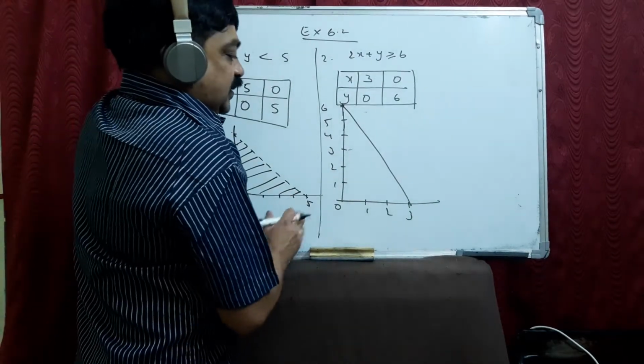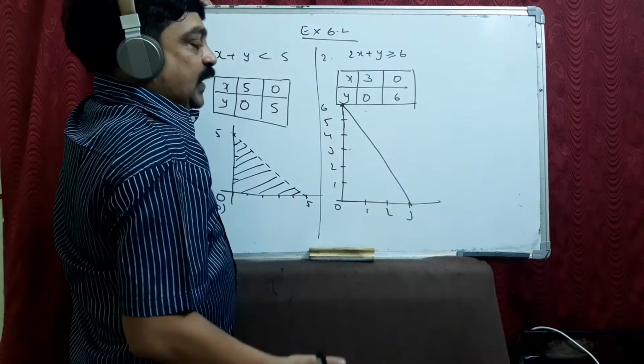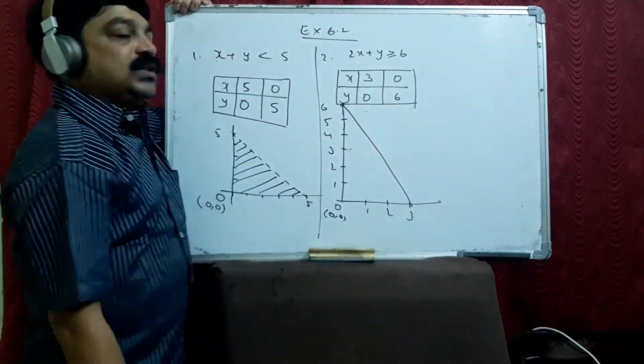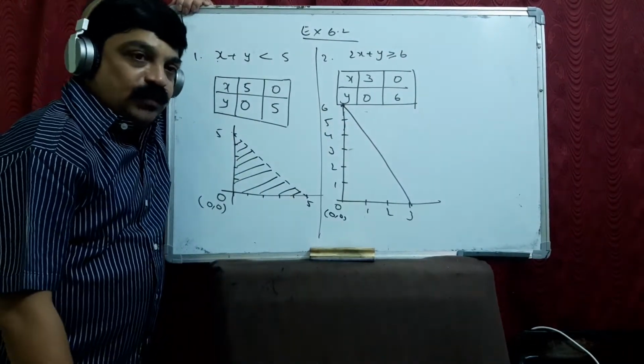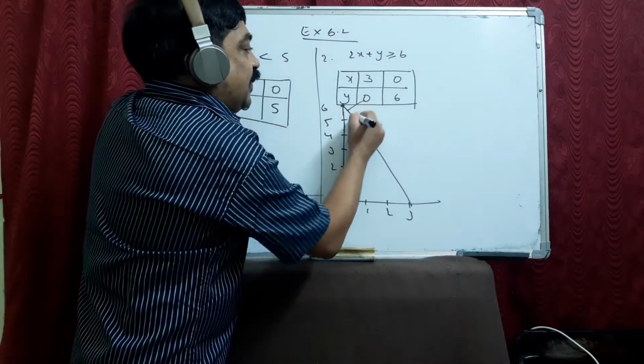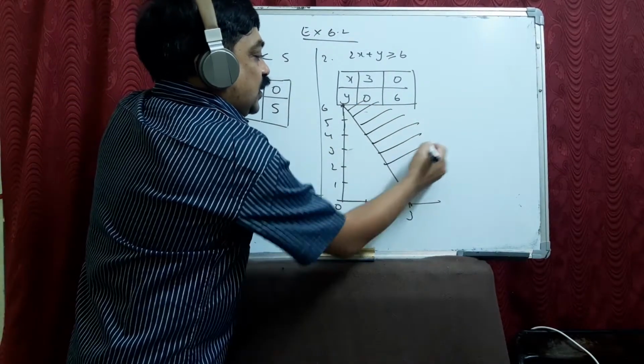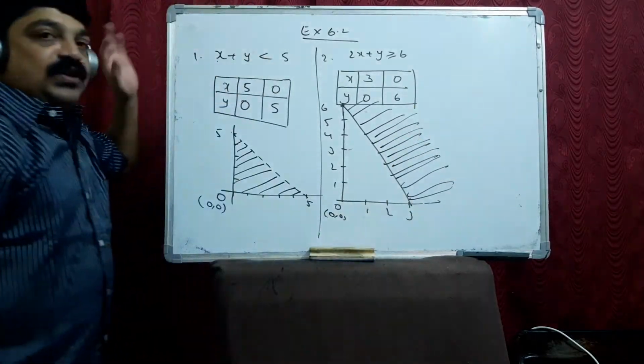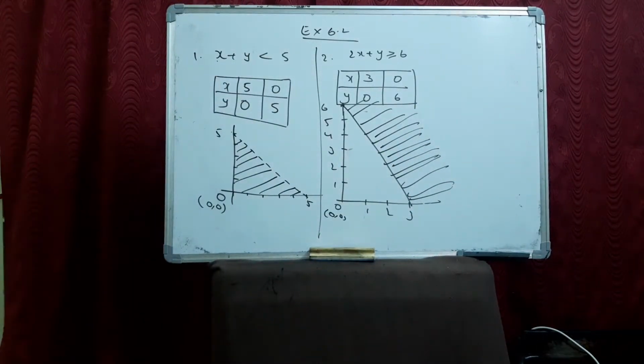Now, which part is to be shaded? This part or that part? Just substitute the origin here also. 0 plus 0 greater than or equal to 6. Is it true? No, it is not true. So we have to shade away from the line, where 0, 0 will not be there. This is the region.